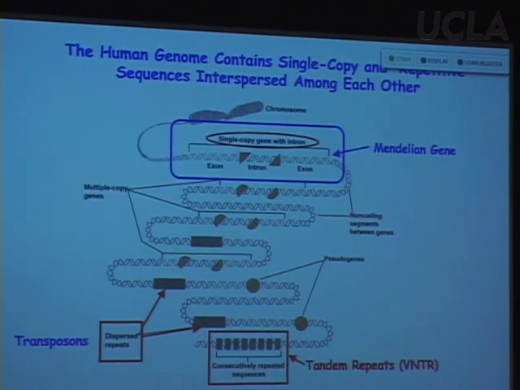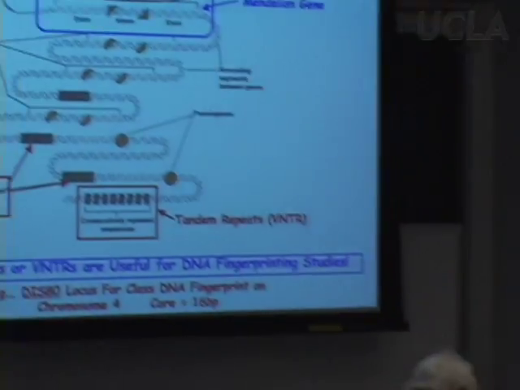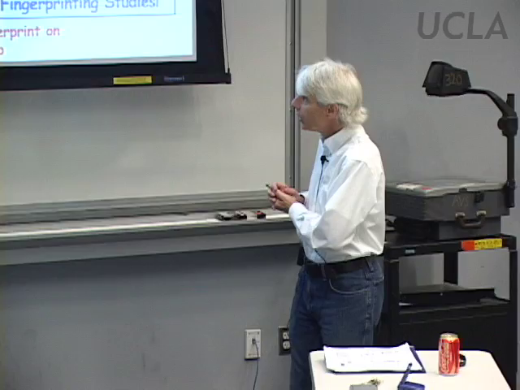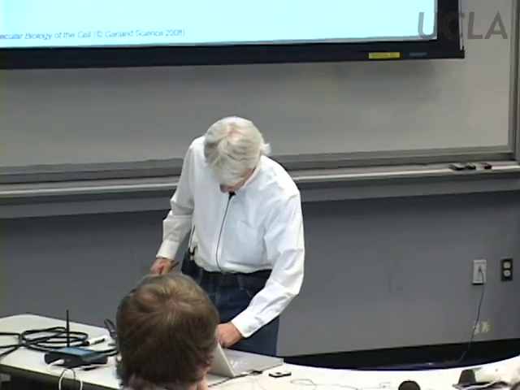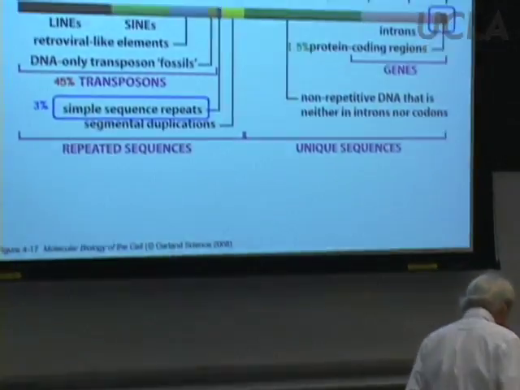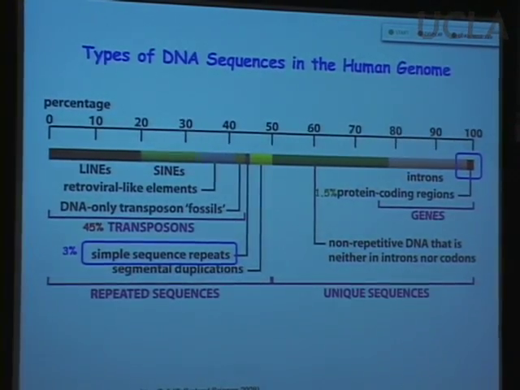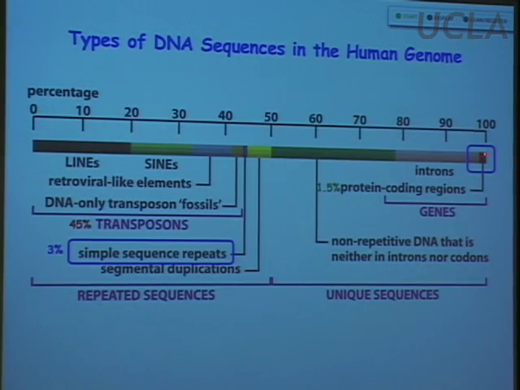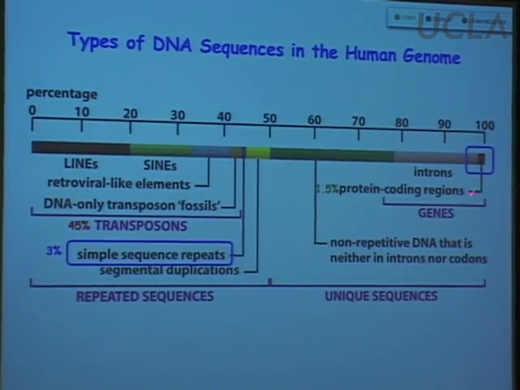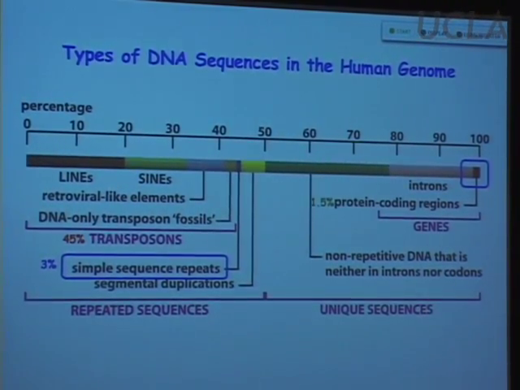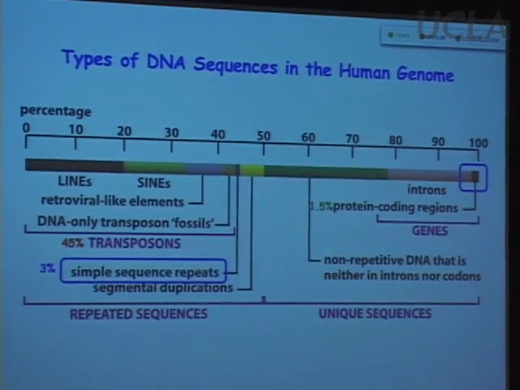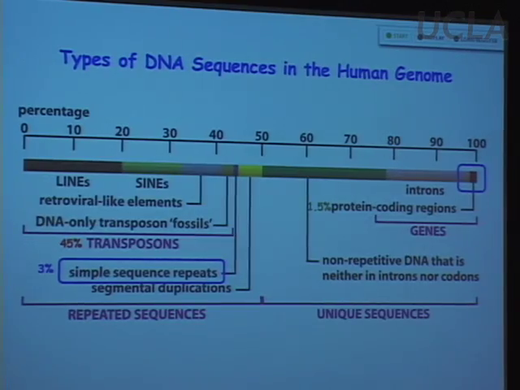And in the case of this D1S80 locus, the one we use for your class DNA fingerprint, the repeat is 16 nucleotides. So the core repeat is 16, and then it can be repeated any number of times depending upon the individual. Here's another figure that shows the same thing. It shows that your coding sequences are only 1.5% of the whole genome. It shows that the transposons are 45%, and it shows that these little repeats, these simple sequence repeats, these VNTRs, are 3% of the genome.